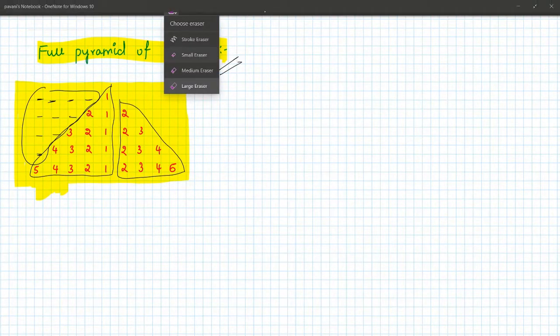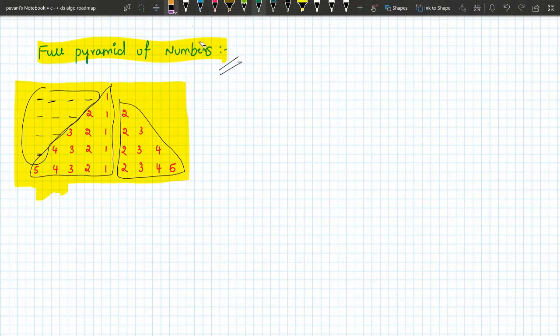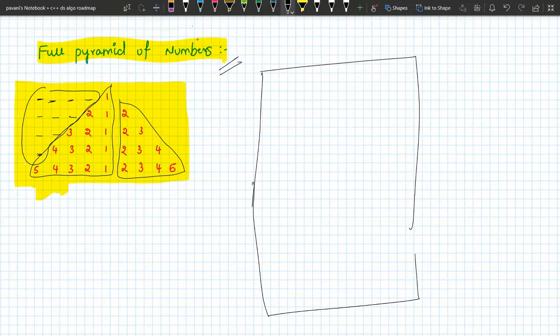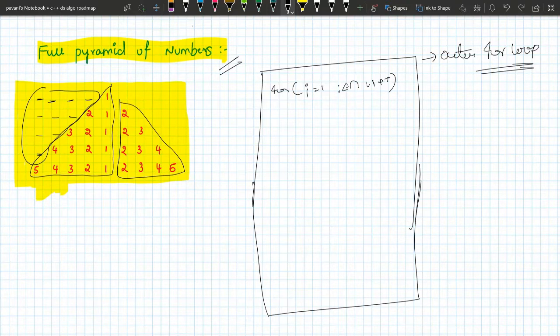For example, say we have cout. This would be the outer for loop. We already know that for i, initialize i equal to 1 to n, i less than or equal to n, and i plus plus. This is the outer for loop.